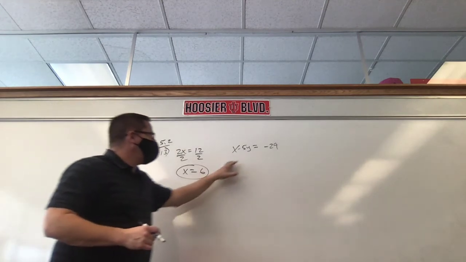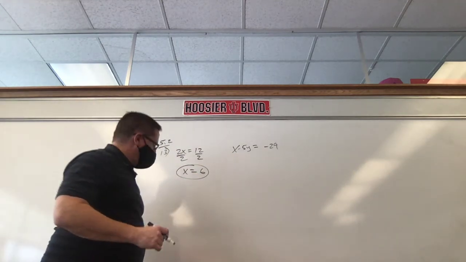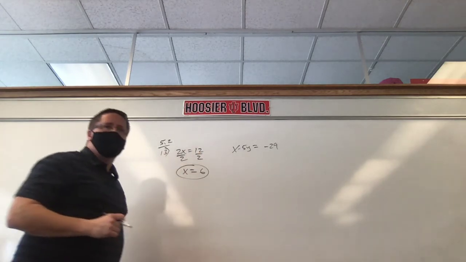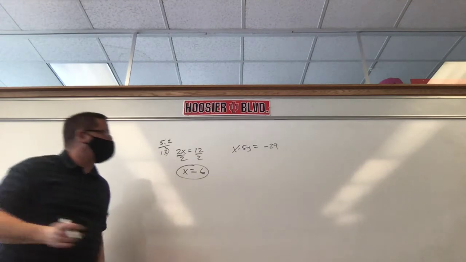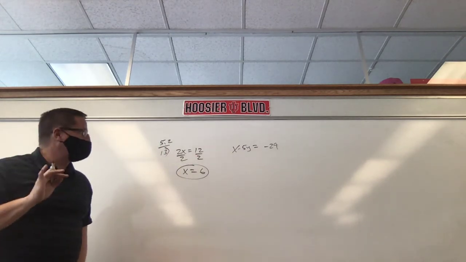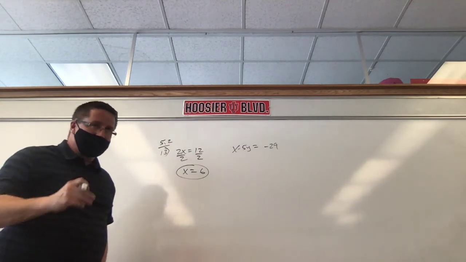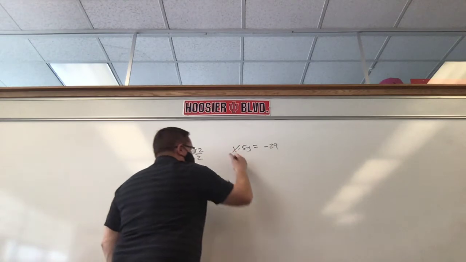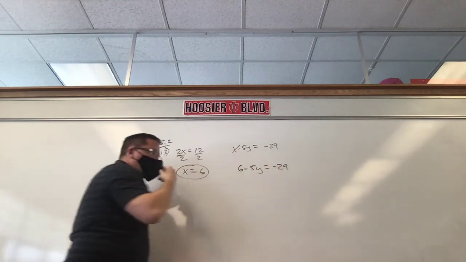So, how are we going to find out what y is? We have a y right here. How are we going to find out what it is? We plug in 6 for x. Good. Why didn't we just plug in 6 for x at the very, very beginning? Because we didn't know it. I mean, it took one step, but we didn't know it, okay? So, one more thing. True or false? I put the 6 in place of the x, not next to the x. So, 6 minus 5y is negative 29.